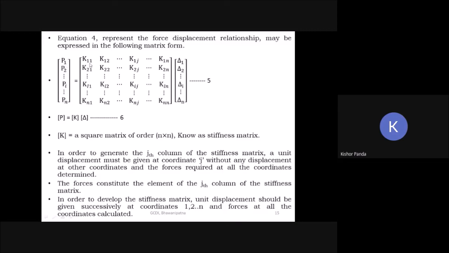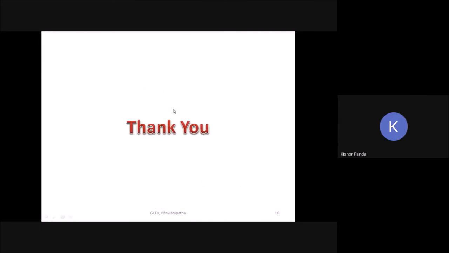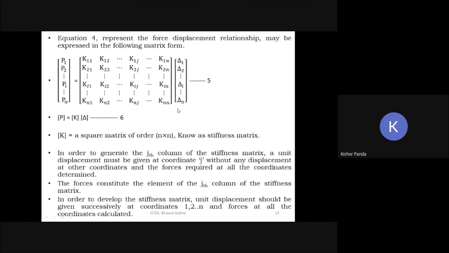So P1 is equal to K11 delta 1 plus K12 delta 2 plus K1j delta j plus K1n delta n. Similarly, you can find Pn for the nth coordinate. Pn is equal to Kn1 delta 1 plus Kn2 delta 2 plus Knj delta j plus Knn delta n. This is known as the stiffness matrix. Now you are clear what the flexibility matrix is and what the stiffness matrix is.